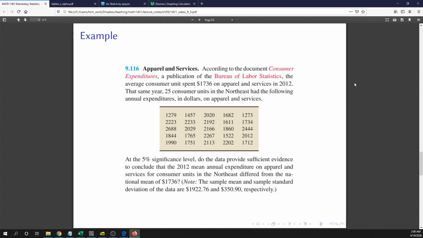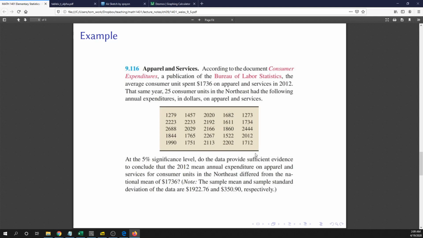That same year, 25 consumer units in the Northeast had the following annual expenditures in dollars on apparel and services. At the 5% significance level, do the data provide sufficient evidence to conclude that the 2012 mean annual expenditure on apparel and services for consumer units in the Northeast differed from the national mean of $1,736? Note, the sample mean and sample standard deviation of the data are $1,922.76 and $350.90 respectively.